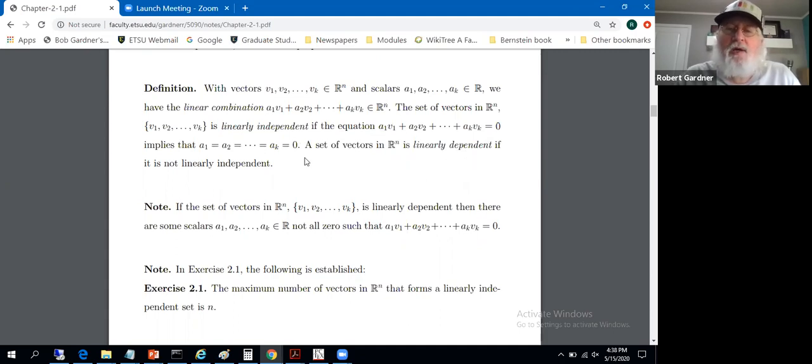So that's the thing I want to unwind and give a more direct statement. How would this not occur? That is, this equation implies all the coefficients are zero. This equation implies not all of the coefficients are zero. That is, some of them are non-zero. So a set of vectors v1 through v sub k is linearly dependent, more directly, if for some scalars a1 through a sub k, not all of them zero, a linear combination of those vectors equals zero. So at least one of these coefficients is non-zero.